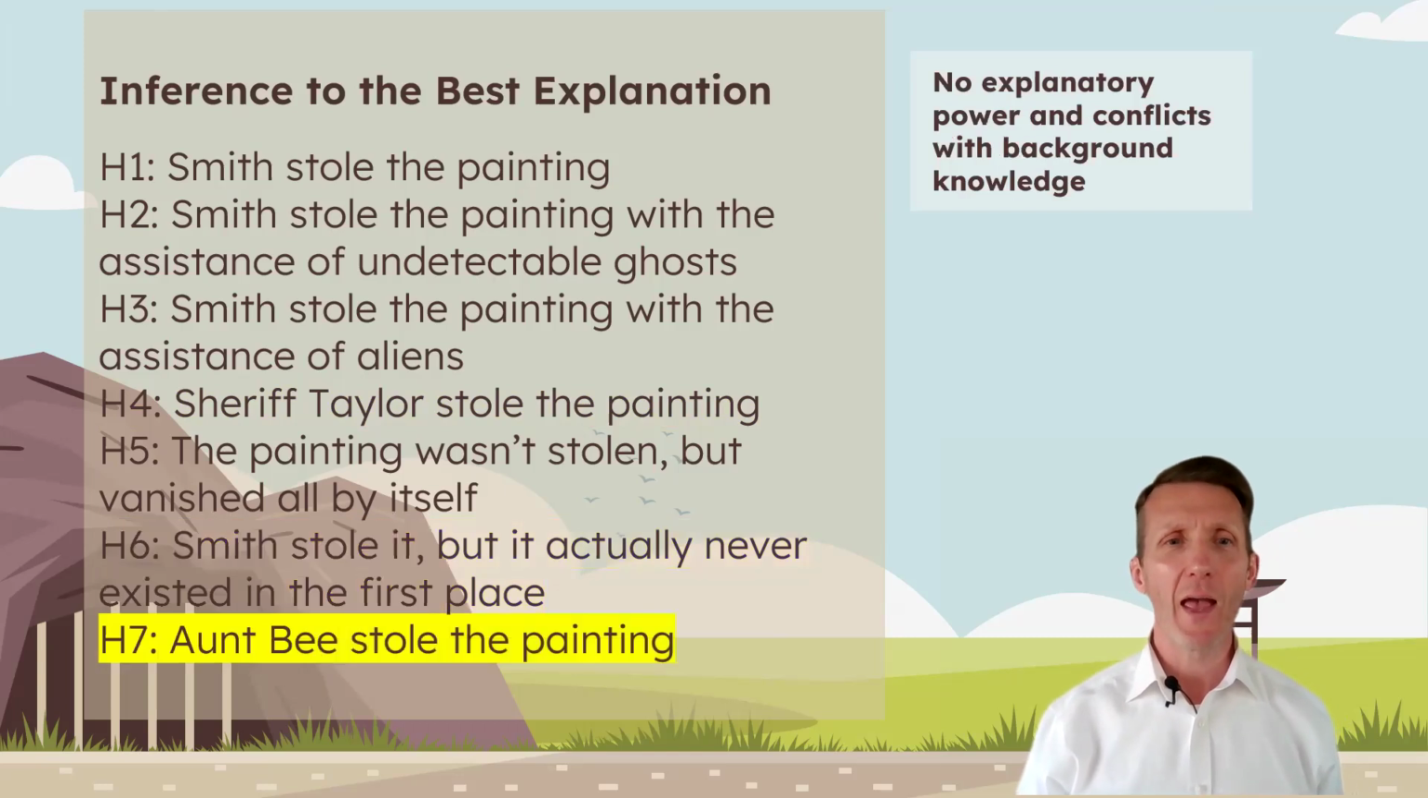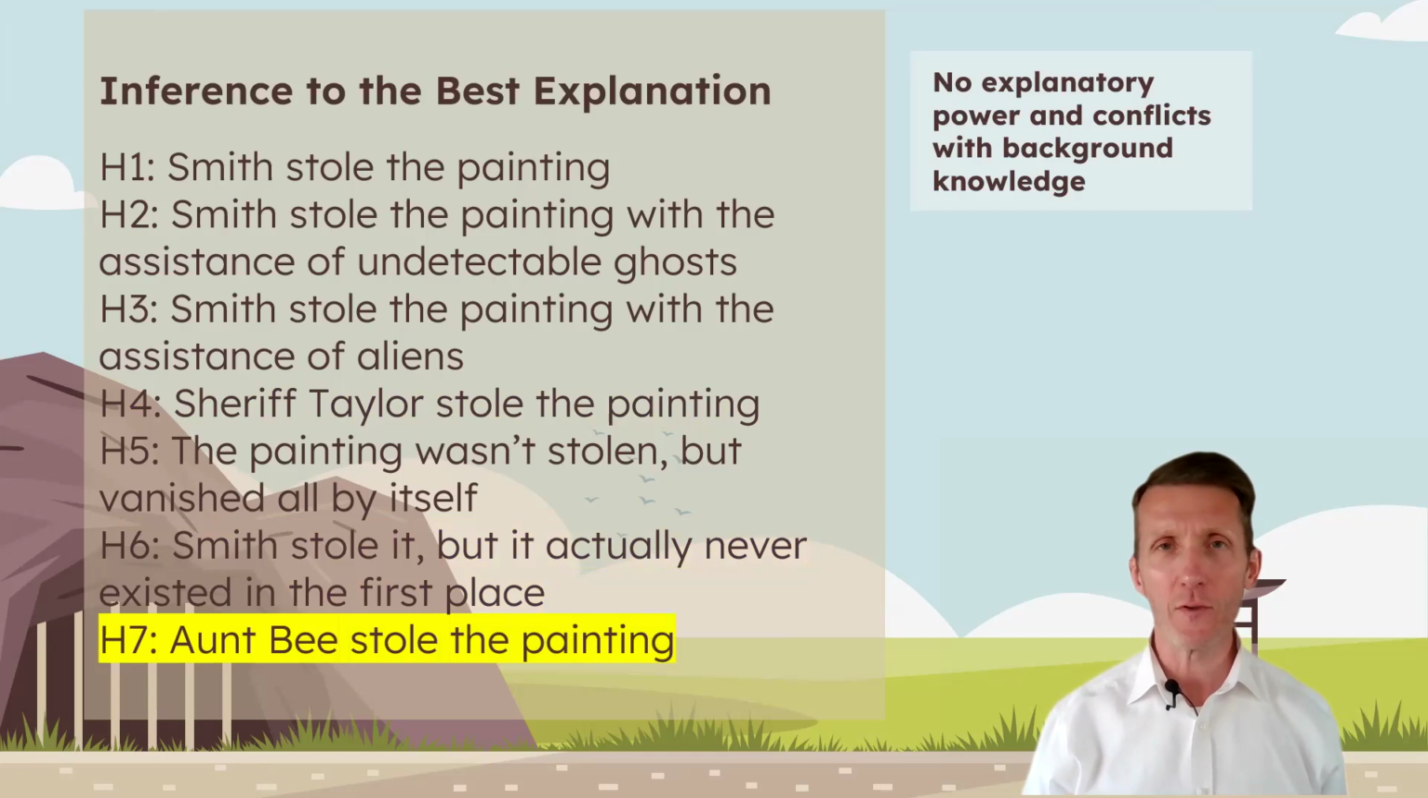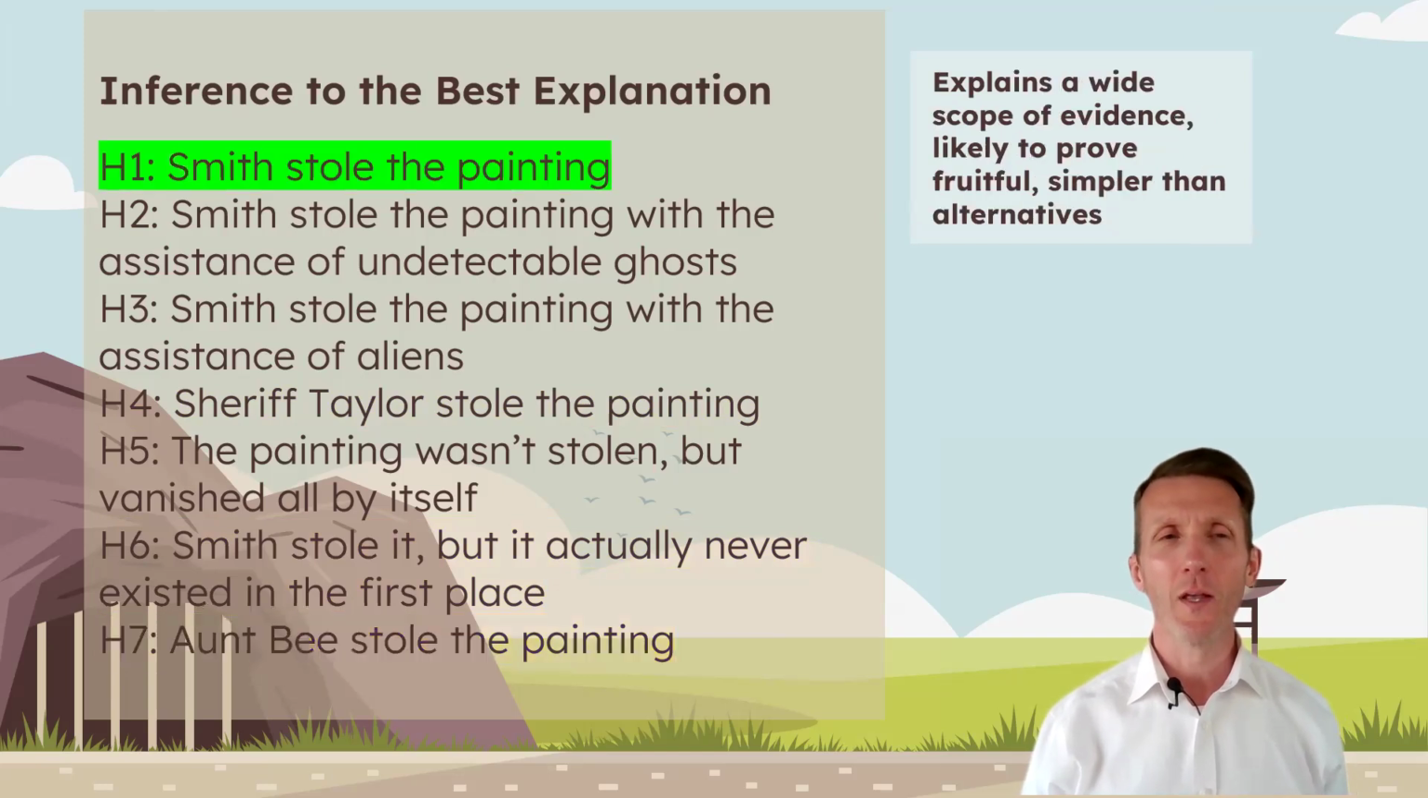And H7, Aunt B, sweet Aunt B, shame on you, Herrick, for even suggesting such a thing. Aunt B stole the painting. Whatever. There's no explanatory power. It doesn't connect with the evidence whatsoever. And it conflicts with our background knowledge about who Aunt B is and what she would never, ever do.